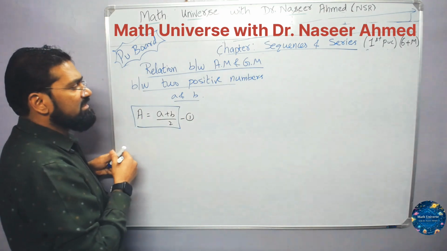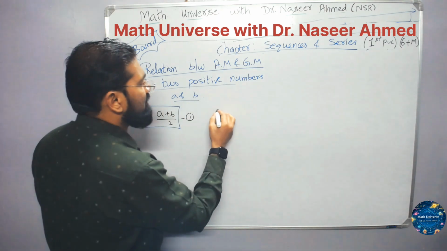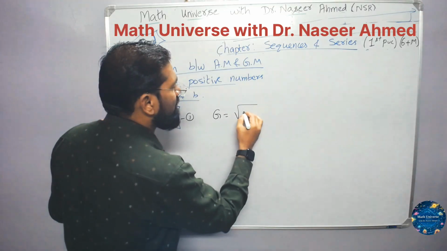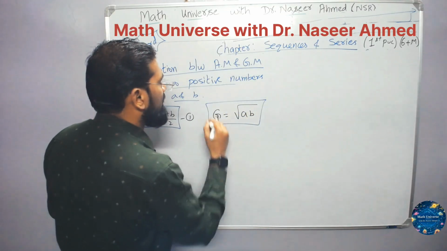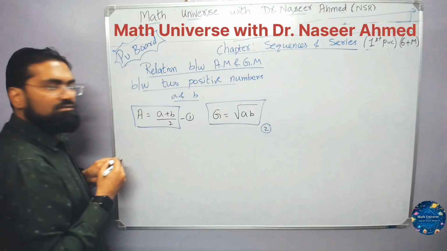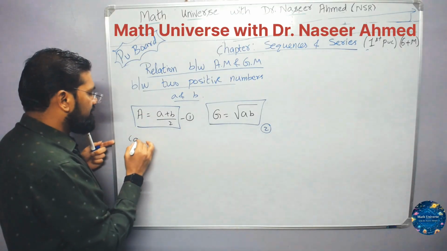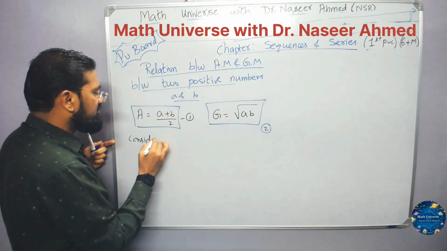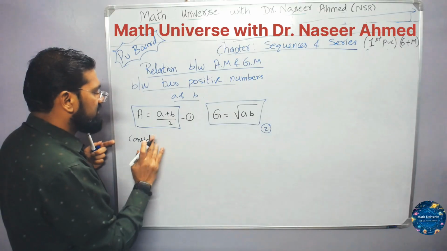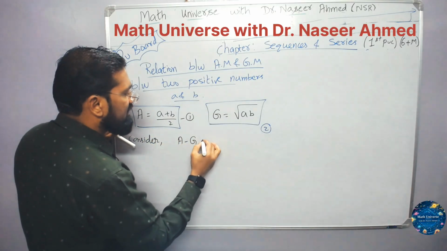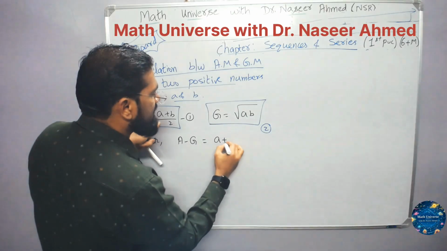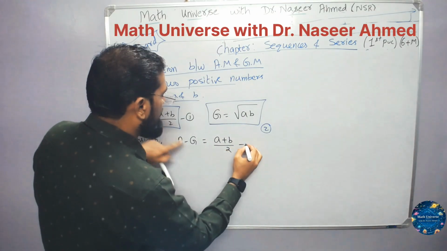And now we just learned that the geometric mean between the two numbers is G equal to the square root of AB. I'll just take the positive value. Okay, second equation. Now let us consider the difference of these two. A minus G is equal to A plus B by 2 minus G.